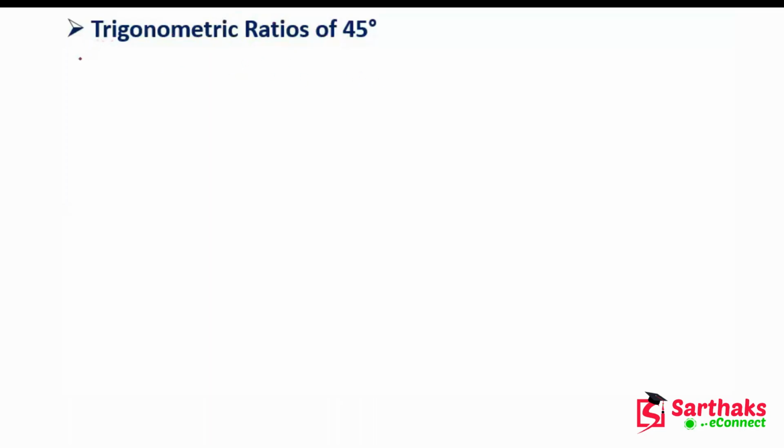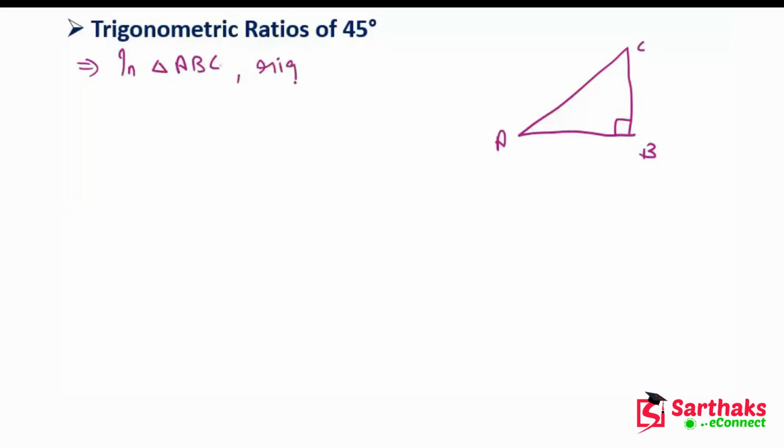So let's suppose we have a right angle triangle like this. This is a right angle triangle A, B and C, right angle at B. So let in triangle ABC, right angle at B.